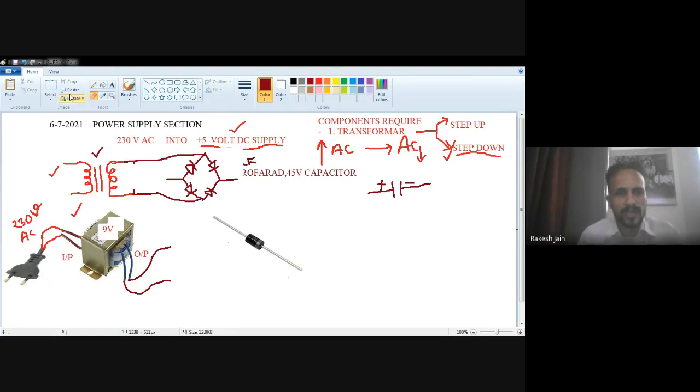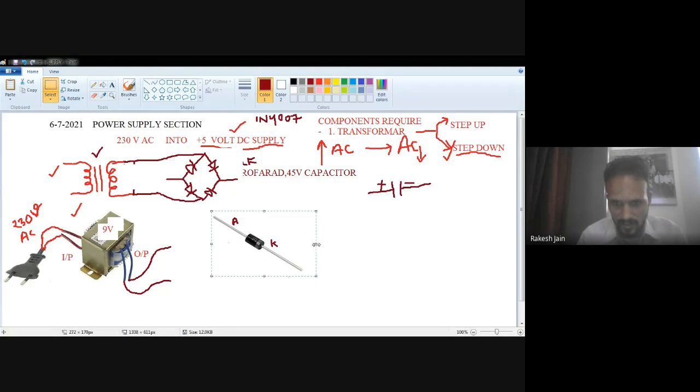So you will see that in diodes, whenever you connect the diodes, which diode you will use? 1N4007. This is the name of the diode which is written on the diode body. You will see one side is the silver side, that is your cathode, and one side is anode. Okay, so you require 4 diodes.